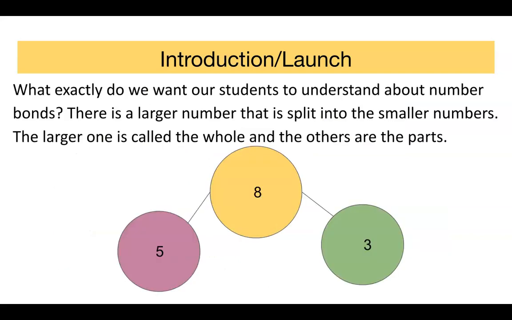So what exactly do we want our students to understand about number bonds? That there is a larger number that is split into 2 smaller numbers. So hopefully your students have worked with number bonds before with some of the smaller numbers. But if they haven't, you can give them this example here. The larger number is 8, which is called the whole, and the others are the parts, the 3 and the 5.